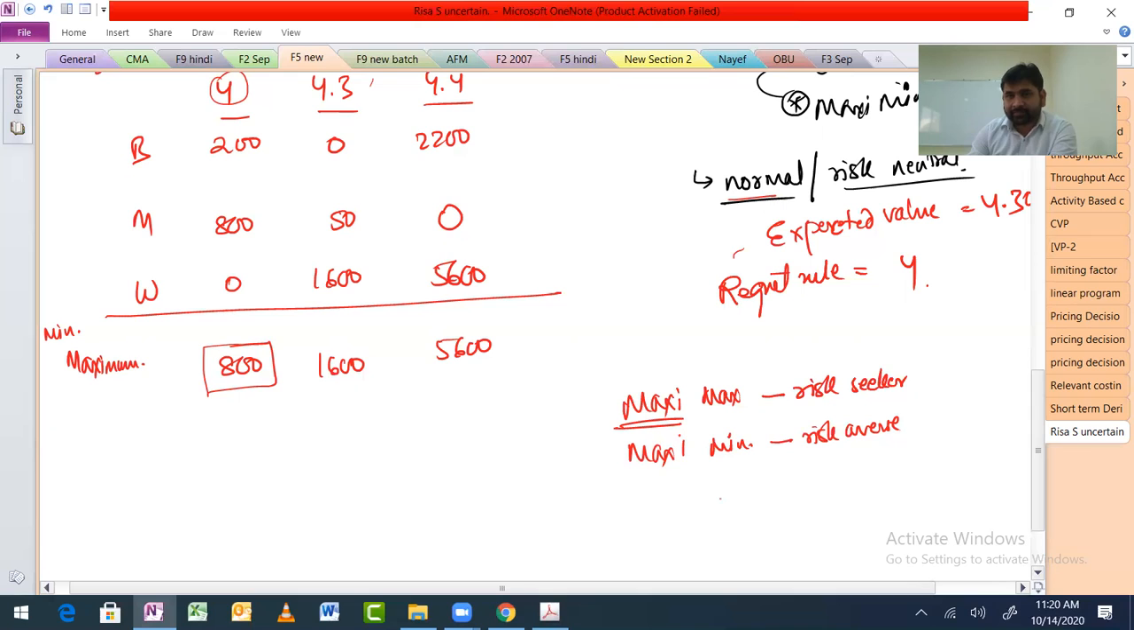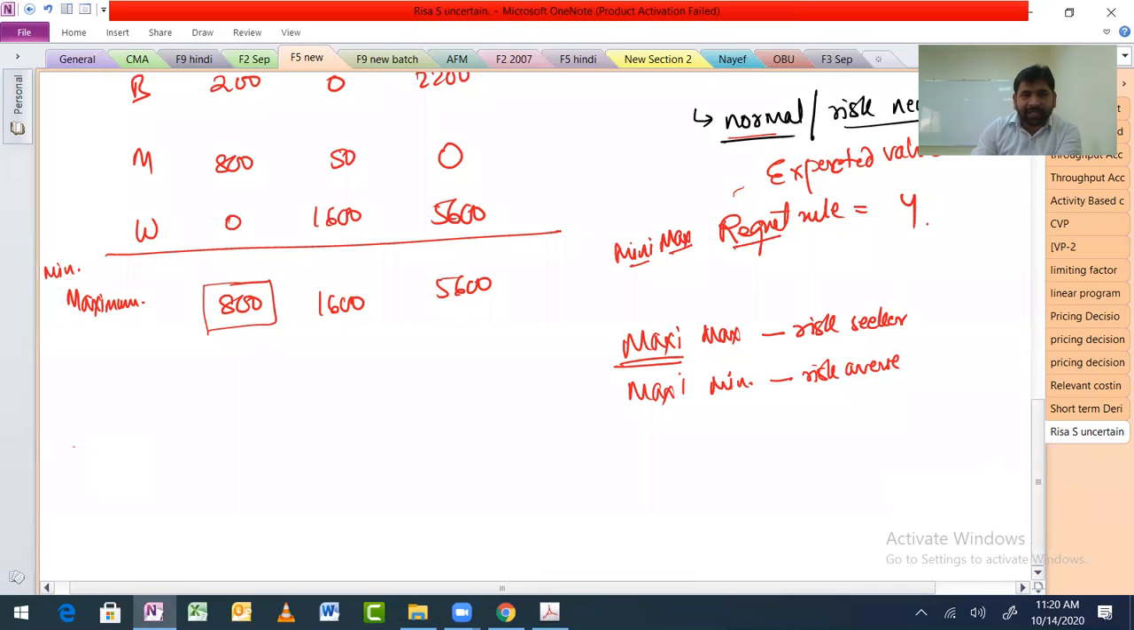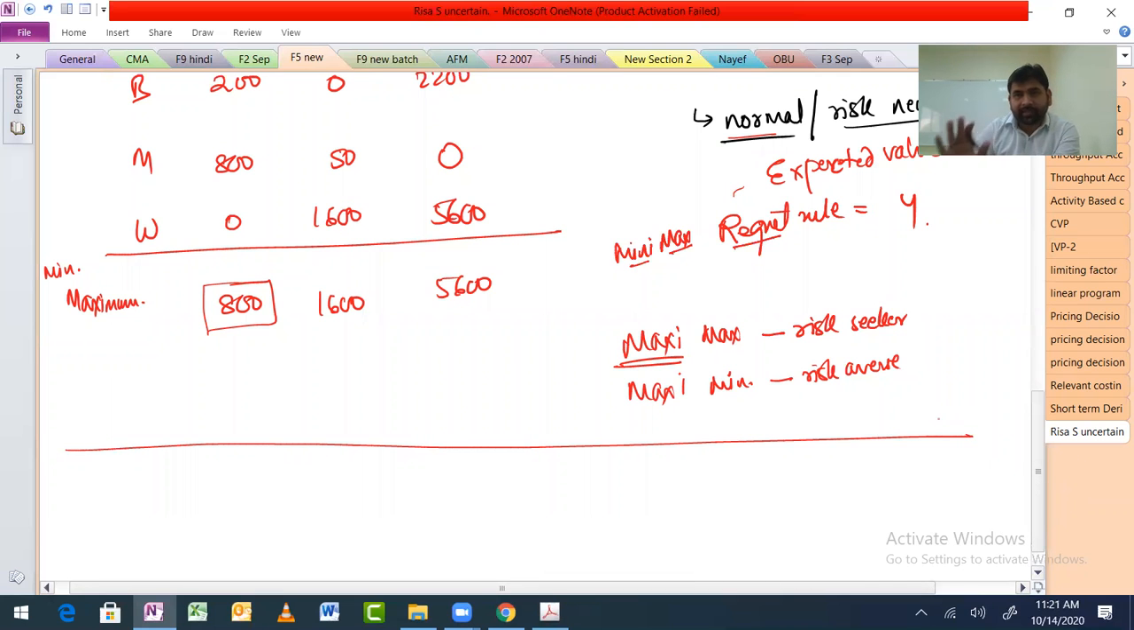And then we have the minimax regret rule. This is known as the minimax regret rule. Minimize the maximum regret. Language wise, minimize the maximum regret. Minimax regret rule. Fine. So we are done with actually all of these methods.